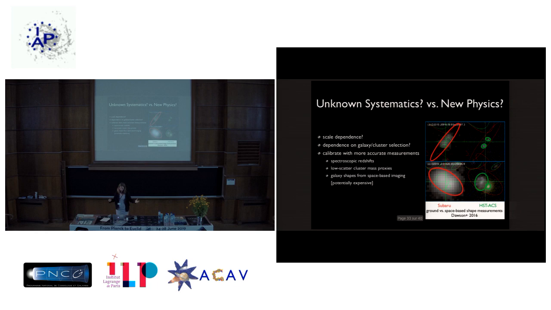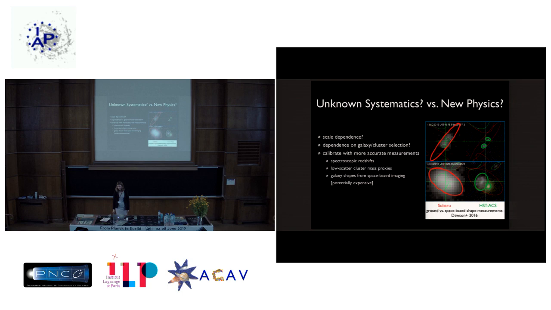So then we might ask, do these contours shift together if we change our scale cuts, if we exclude nonlinear scales? That would be a clear sign that we missed some systematics in the nonlinear regime. We can check whether it depends on the galaxy or cluster selection, which again points to observational systematics or type-dependent astrophysics. We can calibrate with more accurate measurements. That would be spectroscopic redshifts in the case of photo-zs, cluster mass proxies for optical cluster cosmology, and galaxy shapes from space-based lensing for weak lensing.